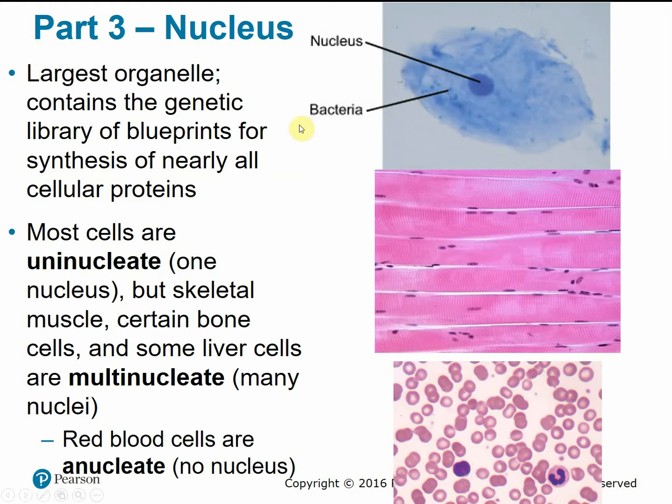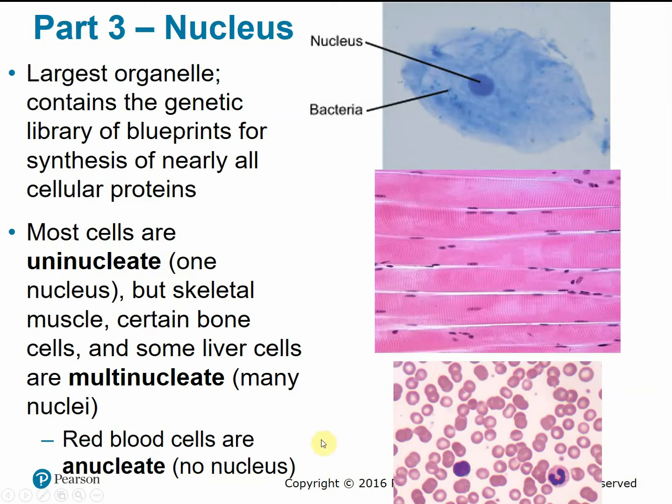in the nucleus. Most cells only have one nucleus, or they are uninucleate. Like this one here only has one nucleus. But some cells, like skeletal muscle, and some bone cells and liver cells, may be multinucleate, meaning they have many nuclei within one cell. We'll look at muscle cells later in the semester, but muscle cells are very long, thin, fiber type cells. So they have multiple nuclei within one cell just because they have a high demand for proteins.